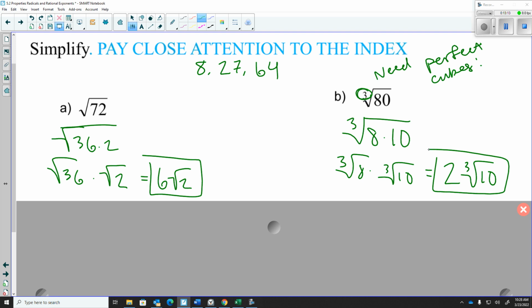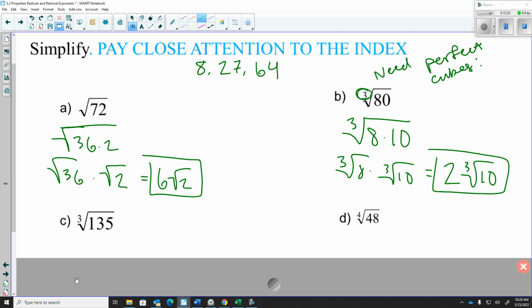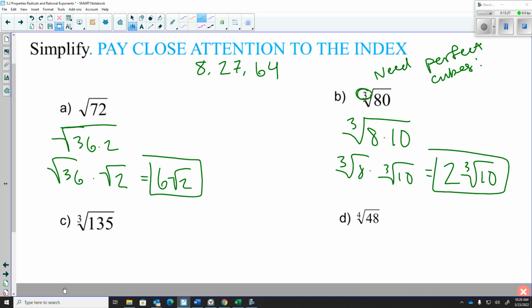Same process, just different numbers. So all you have to do is ask yourself, what type of root am I dealing with? Is it a square root? Is it a cube root? Is it a fourth root? And then, based on that, you've got to use numbers that correspond with that radical.